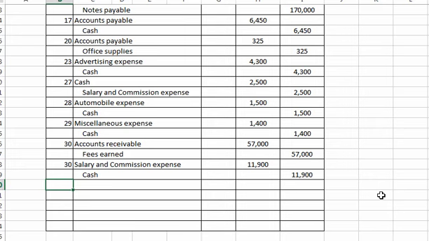Okay, so why did we make this entry? Well, salary and commission expense for the year increased. It's an expense account. They increase on the debit side. We credited cash because we've paid salaries and commissions for the month. Cash of the business decreased. It's an asset. They decrease on the credit side.